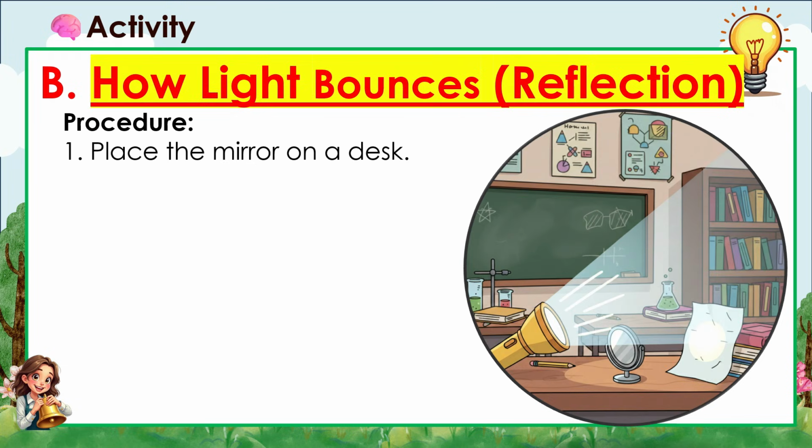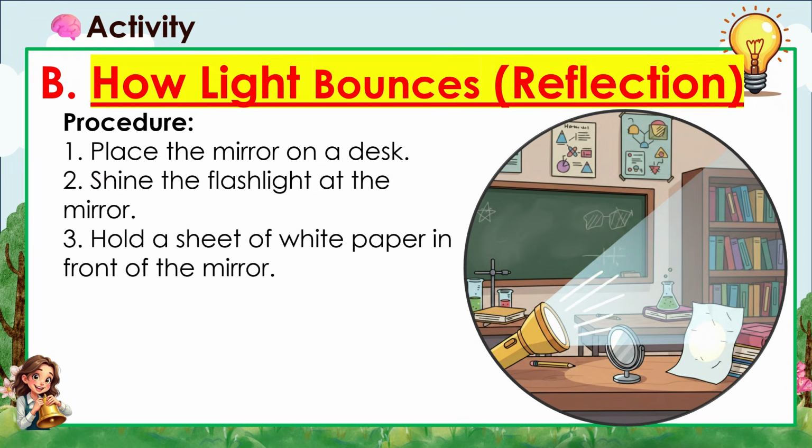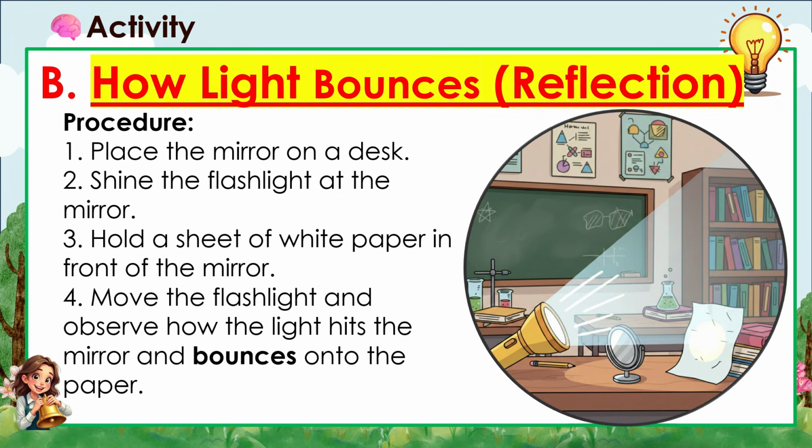For our activity, the procedure is 1. Place the mirror on a desk. 2. Shine the flashlight at the mirror. 3. Hold a sheet of white paper in front of the mirror. 4. Move the flashlight and observe how the light hits the mirror and bounces onto the paper. Now, perform the activity.